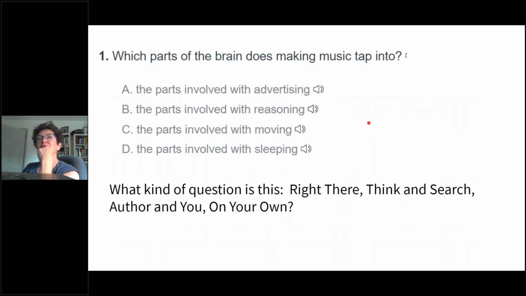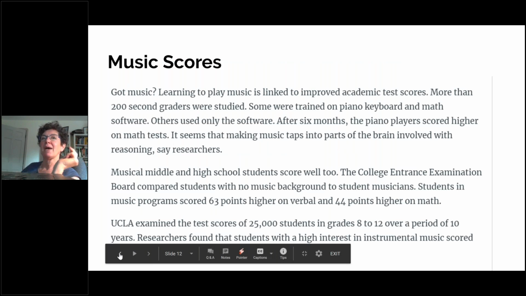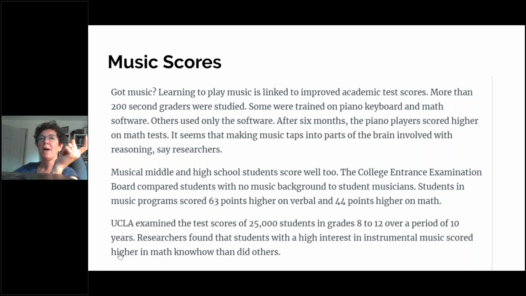Okay, so here's the first question: what part of the brain does making music tap into? So, what kind of question is this? Is this a right there question? Was that in the text? If we go back to the text, will we find it there? I can't remember. Okay, let's go back and look. So the question is, what part of the brain does music tap into? Oh gosh.